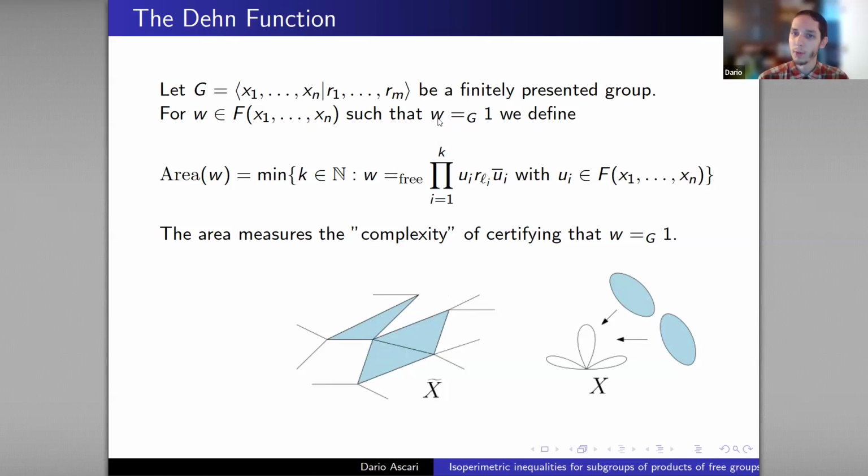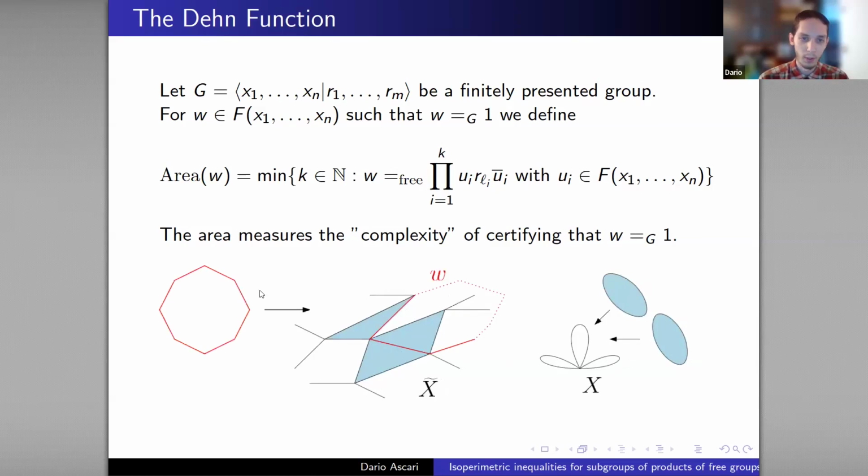Our word W that represents the identity in G can be represented as a loop inside X tilde. So you read the word W and you start at the base point and you move along the edges of the Cayley graph accordingly. And since W represents the identity, you will go back to the base point. Okay, so since X tilde is simply connected, this can be filled to a map from the disk to X tilde, okay? So we can complete this to a map from the disk to X tilde.